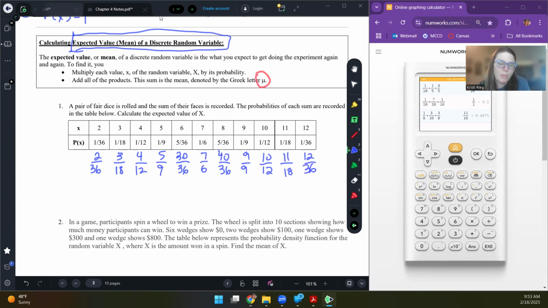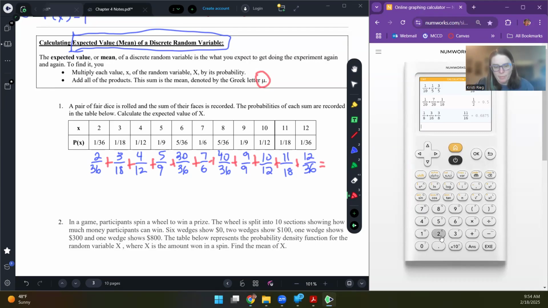All right, step 1, multiply each value of x by its probability. Check. Step 2, add all of the products. Plus, plus, plus, equals. All right, I'm moving my keyboard for this one because this one is a lot of typing.